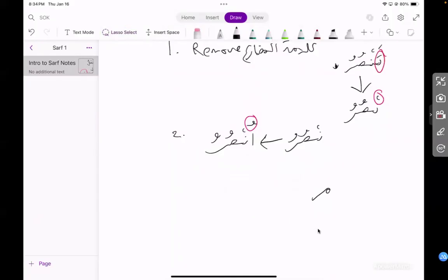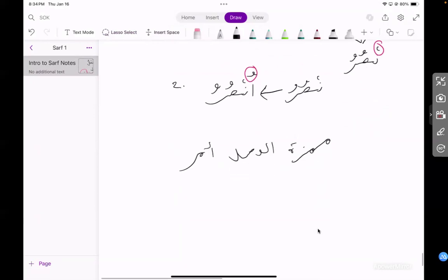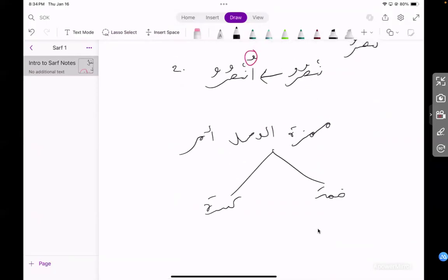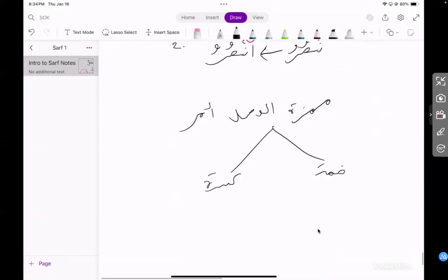So hamzatul wasl for amr, there's really 2 options. Either you're going to have a dhamma, or you're going to have a kasra, meaning there's no option for fatha and there's definitely no option for a sukun. When is the hamzatul wasl going to have a dhamma and when is it going to have a kasra? That's determined by the aynul kalima, right?